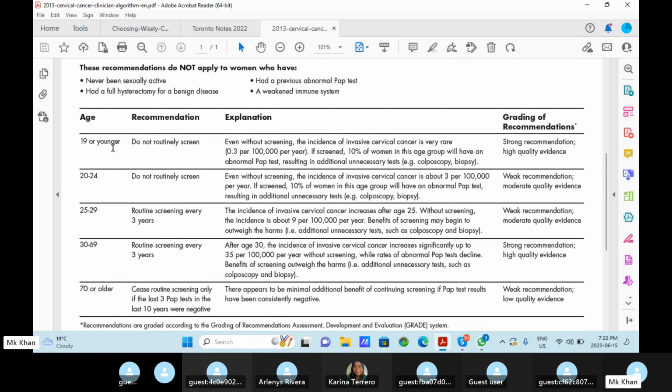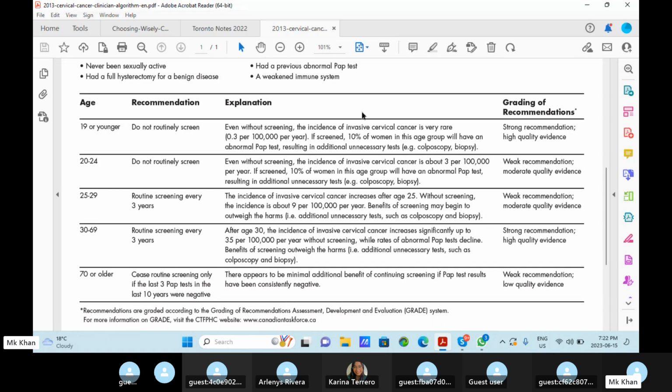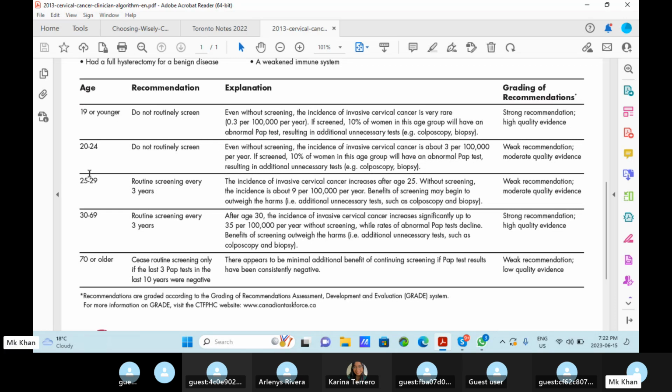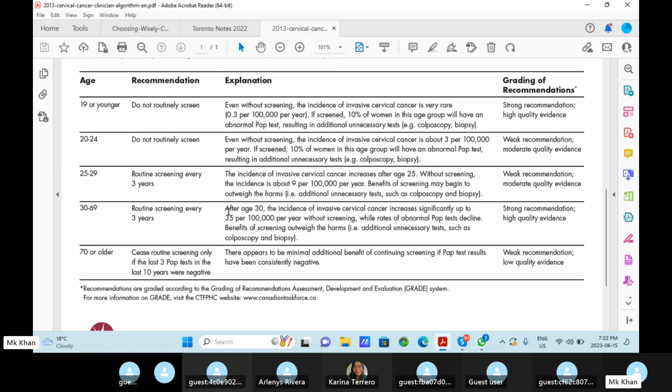So what are the recommendations? 19 or younger, do not routinely screen. We know we don't screen the younger group. 20 to 24, do not routinely screen. 25 to 29, routine screening every 3 years, because the incidence is higher in this age group. And then 30 to 69, every 3 years. After age 30, incidence of invasive cervical cancer increases significantly up to 35, while rates of abnormal pap tests decline.